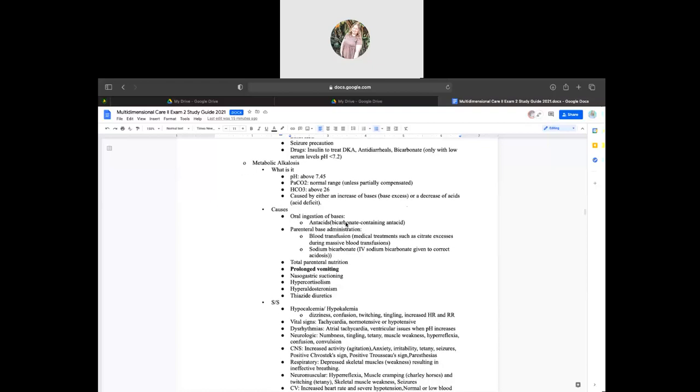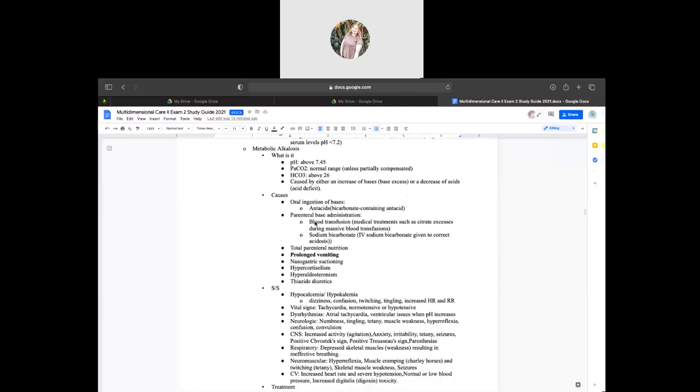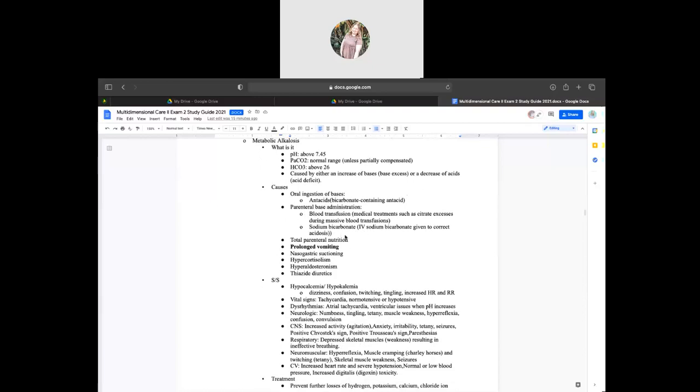Some of the causes are from oral ingestion of bases, like antacids. It can also be from blood transfusions or sodium bicarb IV infusion. It can be from TPN. One key sign and symptom that is going to come with metabolic alkalosis is vomiting. So kind of like hack, you can kind of hack up. That kind of sounds like vomiting.